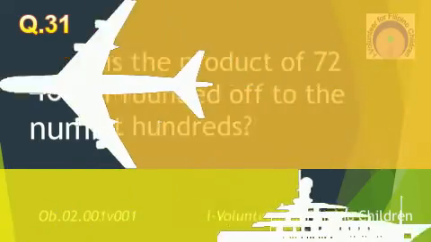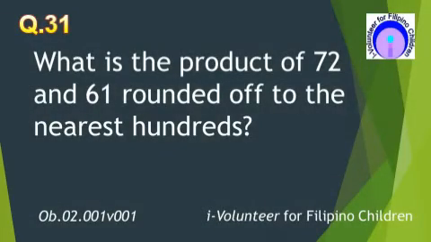Number 31. What is the product of 72 and 61 rounded off to the nearest hundreds? I repeat, what is the product of 72 and 61 rounded off to the nearest hundreds? Your timer starts now.